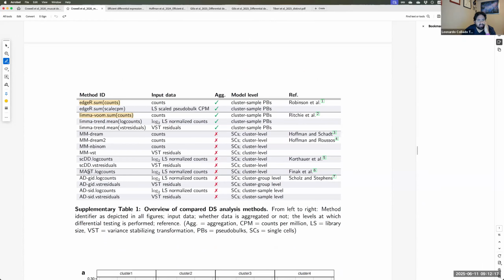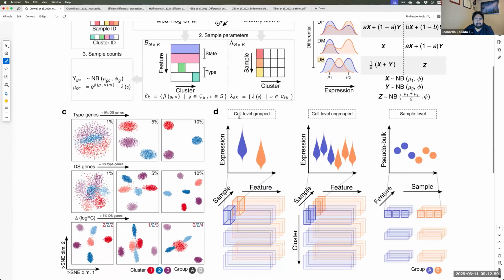So for example, MAST is a method that still can test differences in expression at the cell level. But for example, for EDGE-R on pseudobulk data, they have two versions. In one of them, they're summing just the counts. In another one, they're summing scaled counts per million. Then they also apply limma-voom with counts, or what happens if you sum counts with VST residuals. So they have a few scenarios here that they test. In total, they have 16 scenarios.